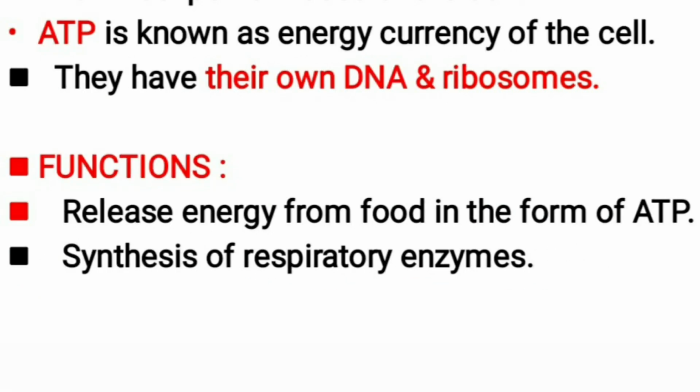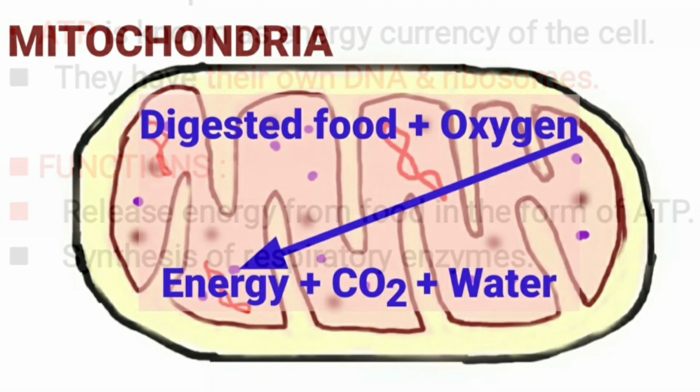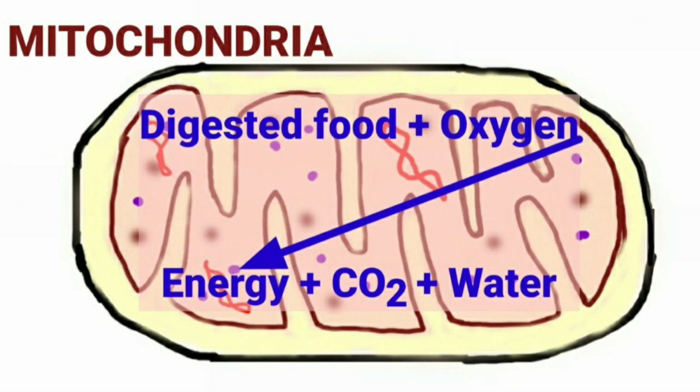What are the functions of mitochondria? The first one is respiration. They are the sites of cellular respiration. What is cellular respiration? It is the oxidation of food molecules to produce energy in the form of ATP by various chemical activities present in them.